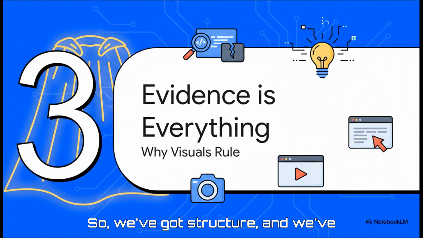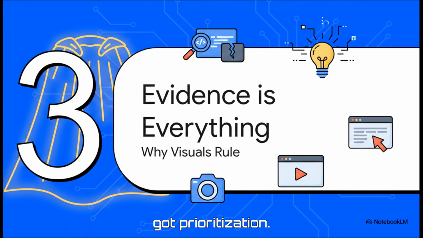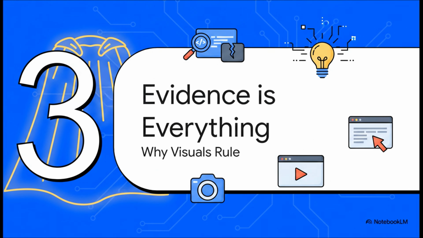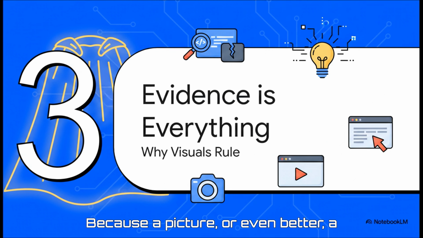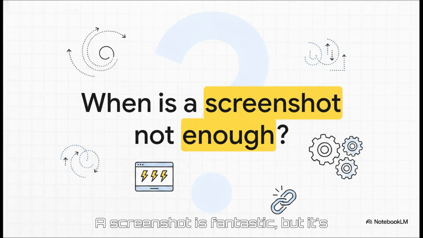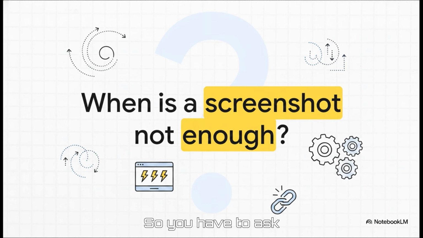So we've got structure and we've got prioritization. Now let's talk about the superpower that ties it all together: visual evidence. Because a picture, or even better, a video, is worth 1,000 lines of text. A screenshot is fantastic, but it's not always the answer. So you have to ask yourself, when is it not enough?